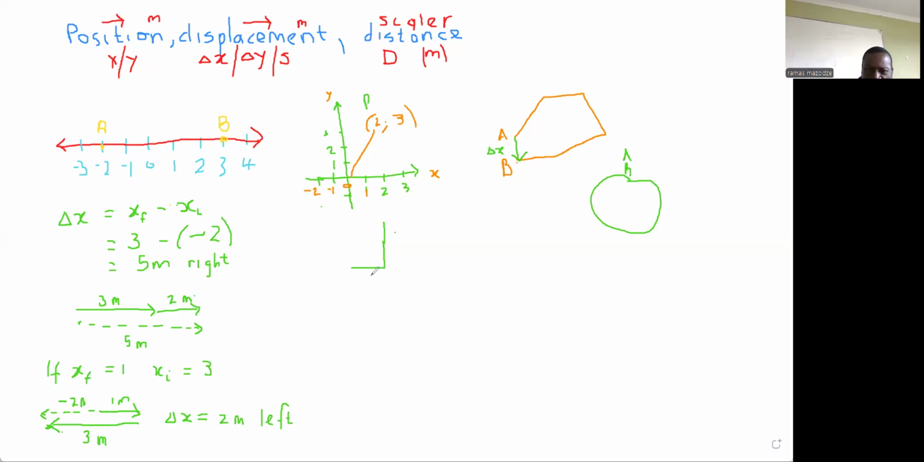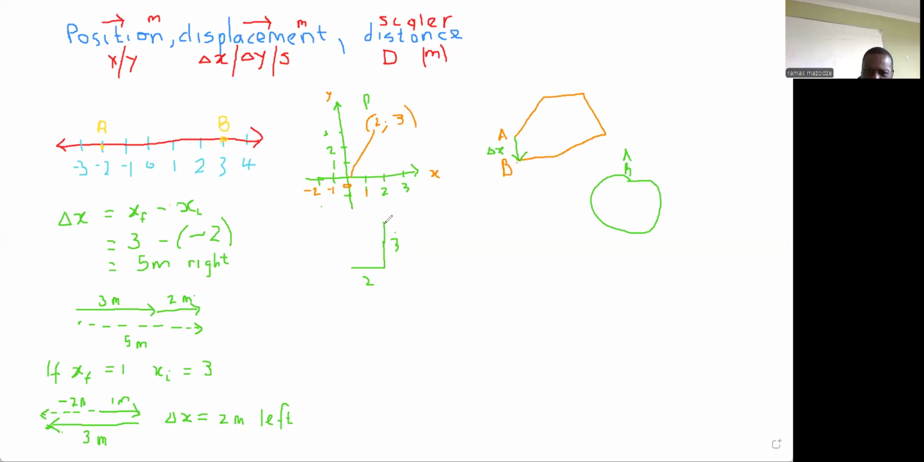It moved 2 meters there. So the actual distance it has traveled is 2 meters. Let me write 2 meters, that's 2 meters plus the 3 meters. That's the actual distance it has traveled. So distance is described as the length of path traveled.